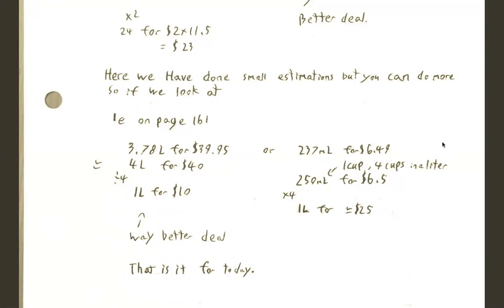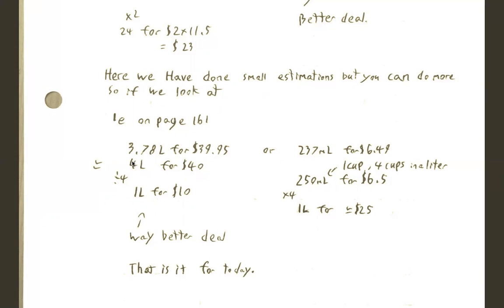So we can go in bulk. We can get 3.78 liters for $39.95, or 237 milliliters for $6.49. And we want to figure out which one's the better buy. Assuming we need, let's say, 4 liters, we would go through it. We wouldn't waste it. So we can have a bit more of an aggressive estimation.